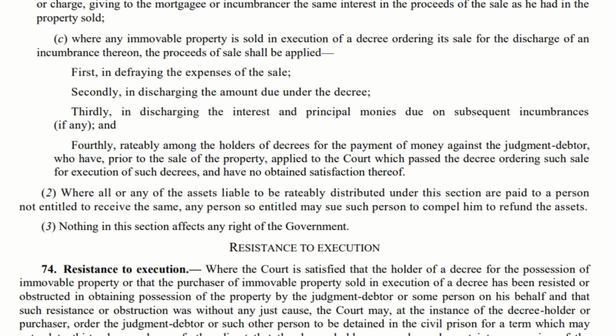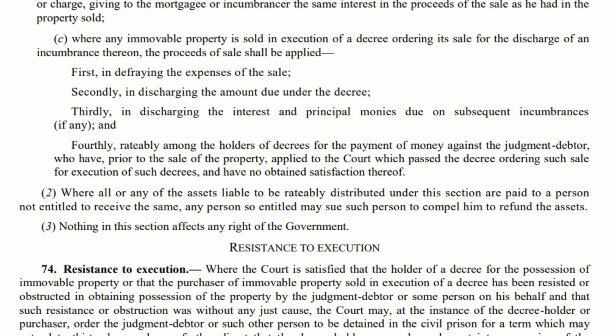Thirdly, interest and principal money on subsequent encumbrances. Imagine I am going to the court and obtaining a decree. There is another person who is also entitled to the money by sale of the property. That person will come next to me. First, I am the decree holder. I'll get my money first. Then the balance amount, whatever be the balance amount, it will be paid to the other person. The fourth point is, it will be ratably distributed among the holders of decrees for the payment of money.